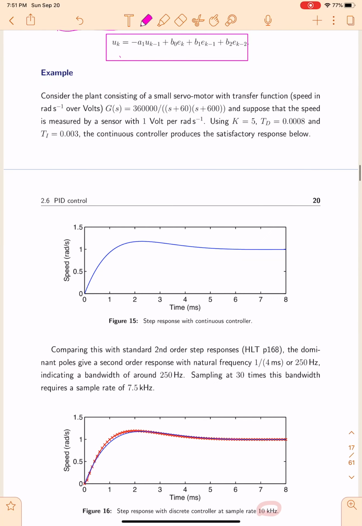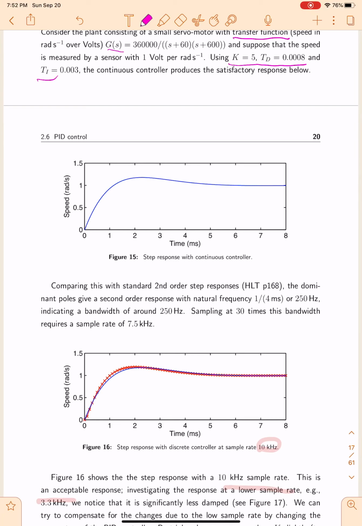So let's see an example. Consider a plant consisting of a small servo motor with a transfer function G(s). Suppose the speed is measured by a sensor, 1 volt per radian per second. Use K equals 5, TD equals 0.008, and TI, the continuous controller produces a satisfactory response below.